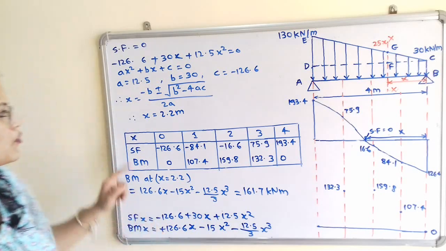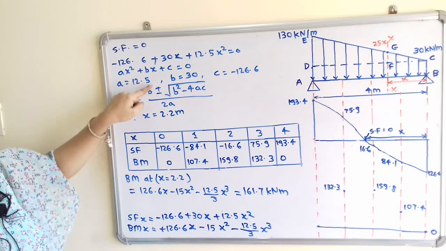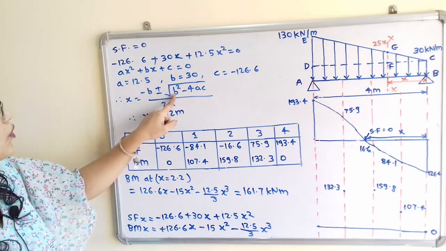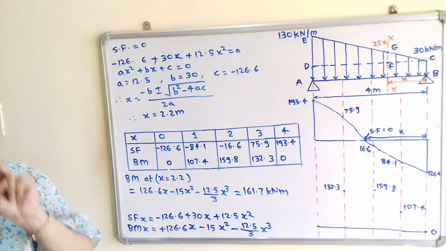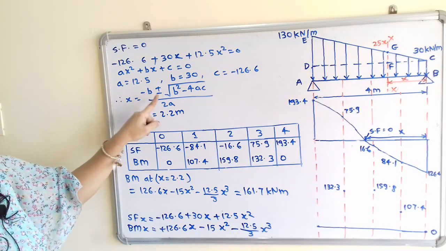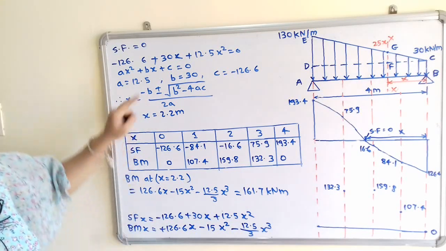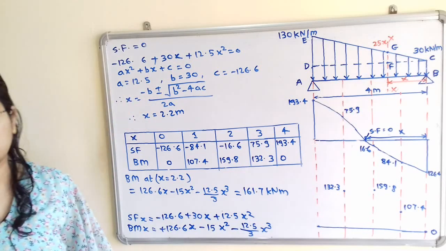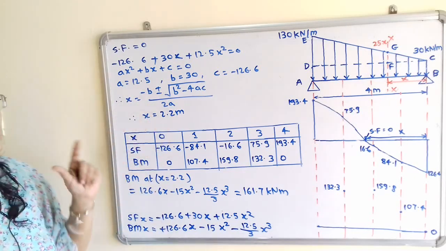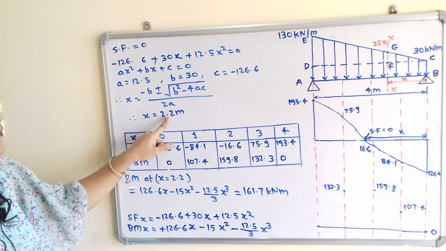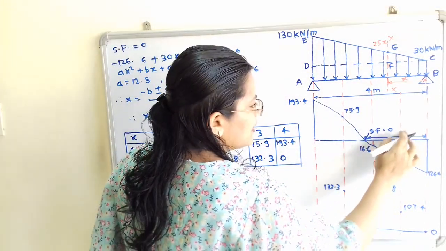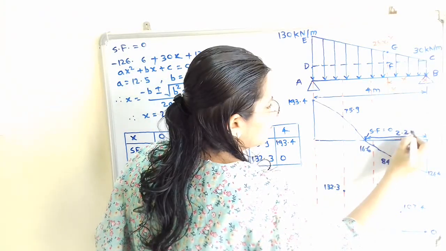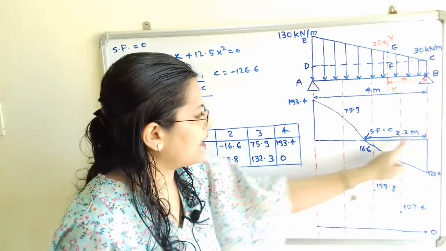So how to find out the value of x? So we have formula. X is equal to minus b plus minus under root of b square minus 4ac divided by 2a. So we will get two values. One is positive value and one is negative value because of plus and minus sign. So we will consider only positive value, and x is equal to 2.2 meters. So we will plot here the distance, that is x is equal to 2.2 meters from this right hand side.